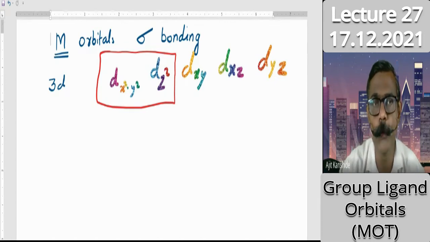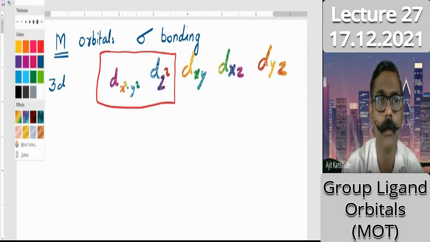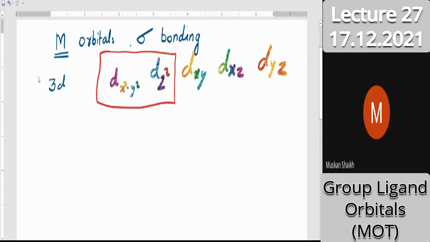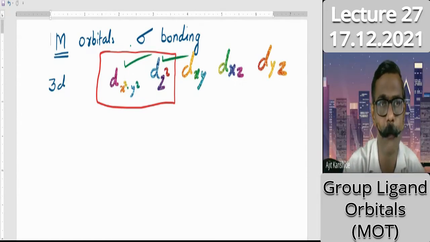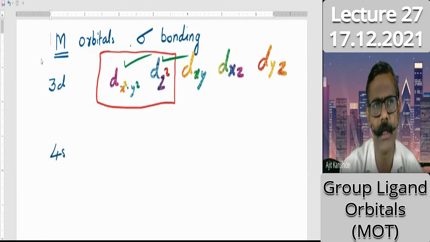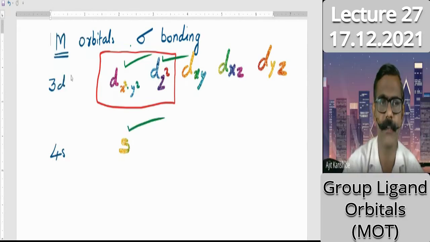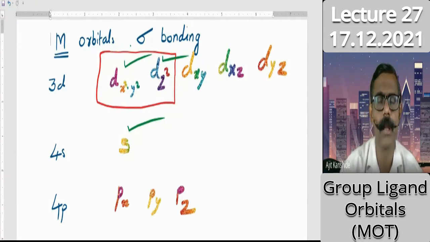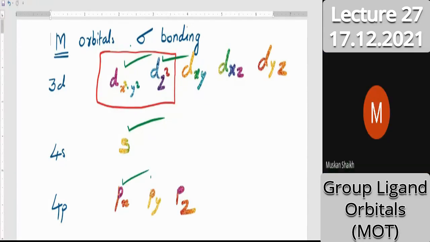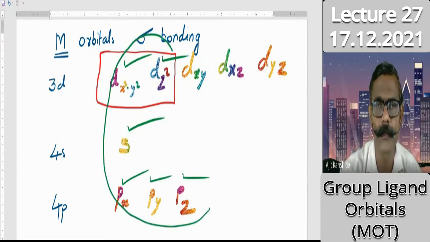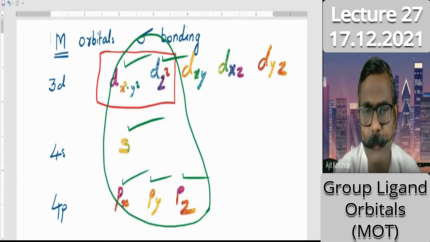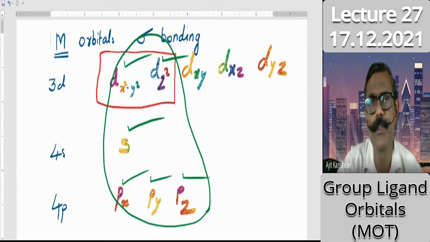So out of those five, which are suitable for sigma bonding? dx square minus y square and dz square. Yes, these two orbitals are suitable for the sigma bonding. Now the next orbital, the s orbital. It is only one. Is it suitable for sigma bonding? Yes. Now come to the next, 4p, which has px, py, and pz. Are they along the axis? Are they suitable? Yes, sir. So these six orbitals, the axial d orbitals, the s orbital, and px, py, and pz, can form sigma bonds.